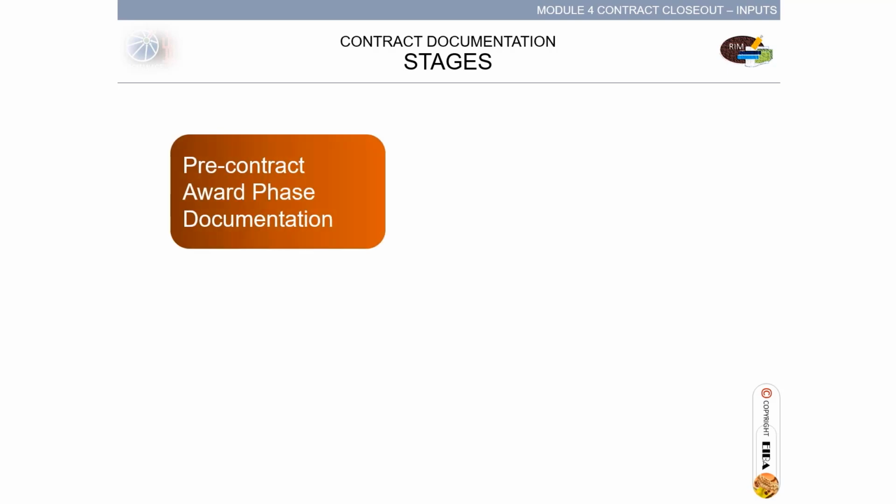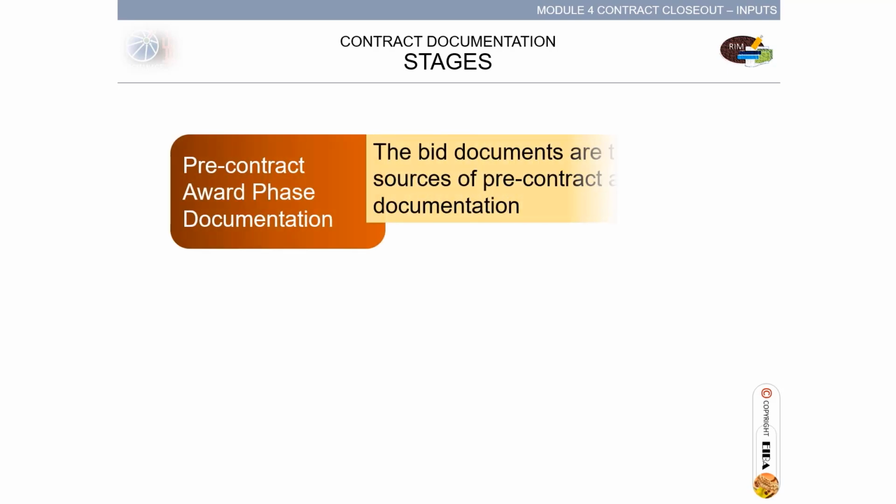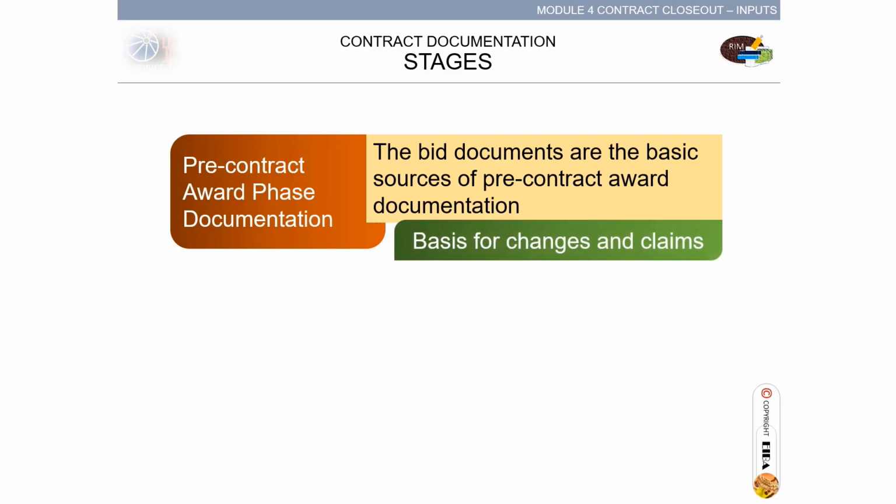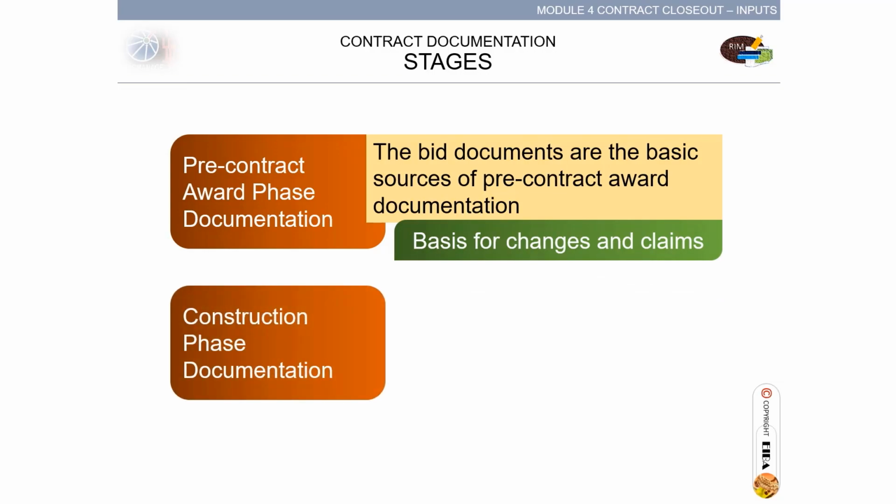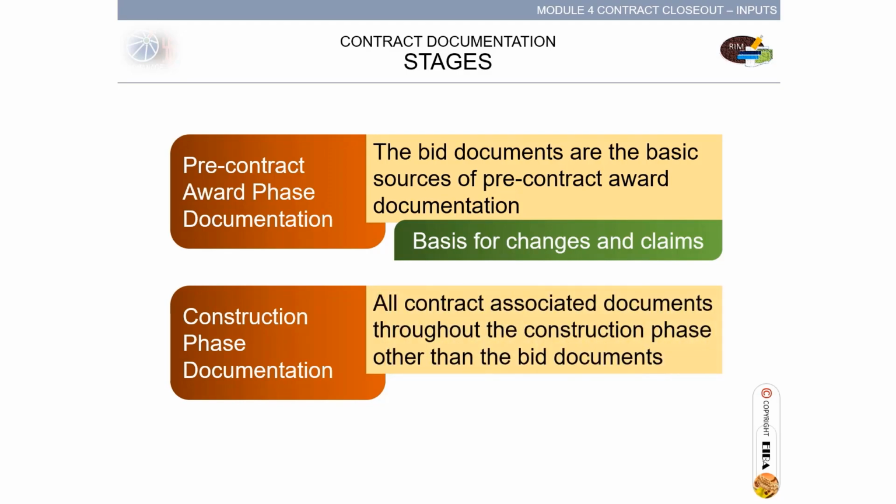There are stages in contract documentation. The two stages are, first, the pre-contract award phase documentation. The bid documents are basic sources of pre-contract award documentation. These documents will be the basis for changes and claims. A function should be assigned to make sure the records and information are maintained. Second, the construction phase documentation: all contract-associated documents throughout the construction phase other than the bid documents. Following are contract documentation stages.